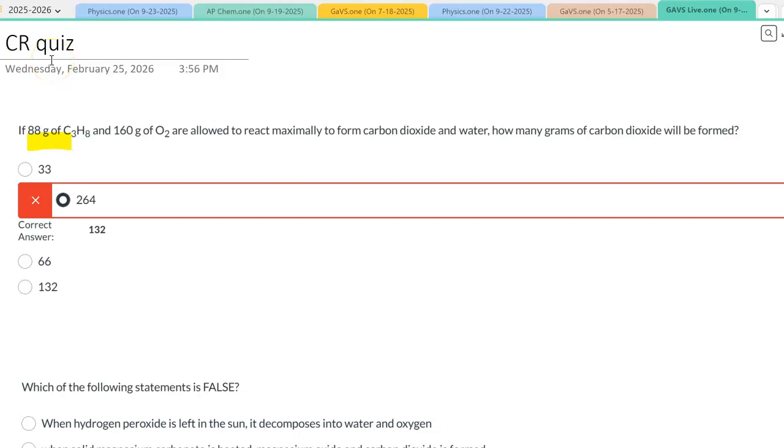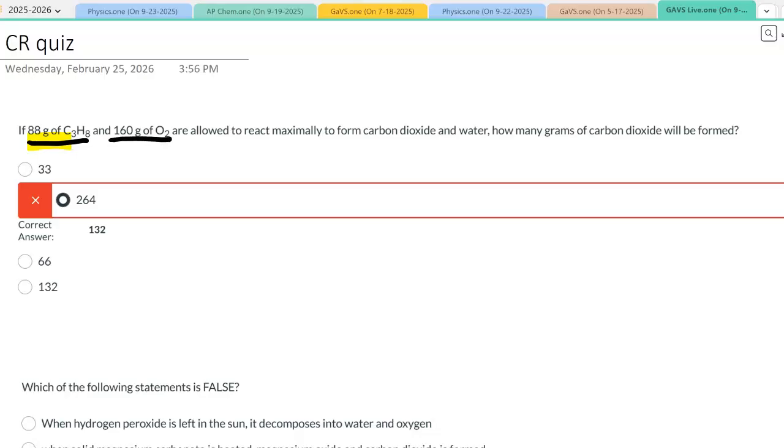Good afternoon. I wanted to look at your most missed questions on the quiz for chemical reactions and give you a little feedback directly on those. On the first one here, you have a stoichiometry problem and you have two pieces of given information.